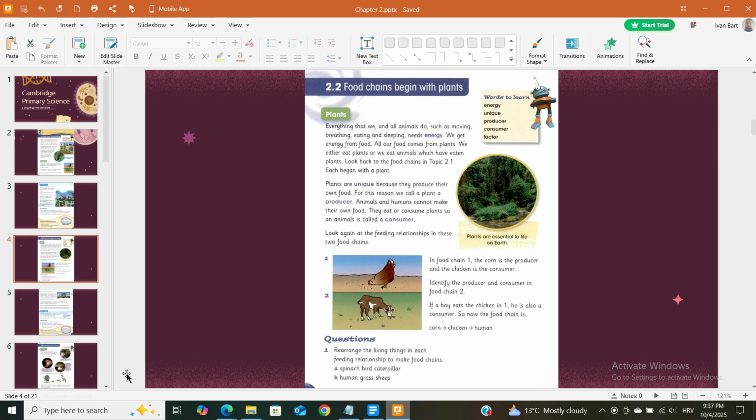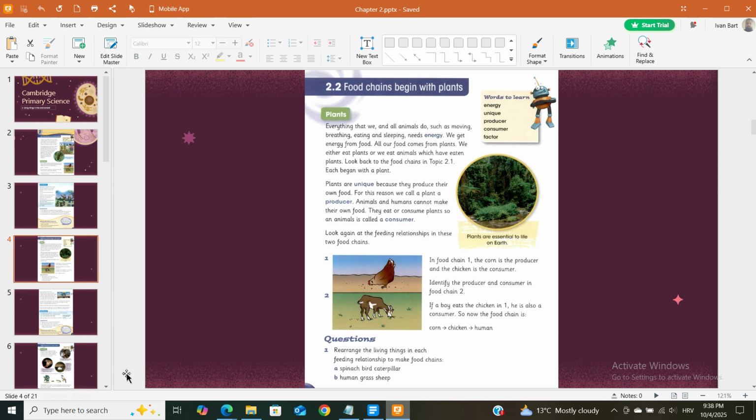Plants are unique because they produce their own food. For this reason we call a plant a producer. Animals and humans cannot make their own food. They eat or consume plants, so an animal is called a consumer. Look again at the feeding relationships in these 2 food chains. Words to learn: energy, unique, producer, consumer, factor. Plants are essential to life on Earth.